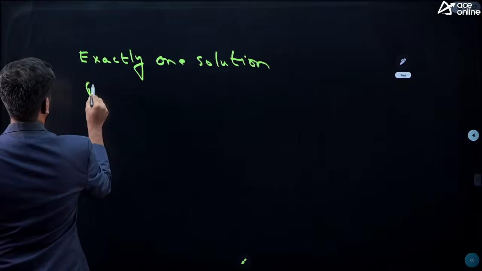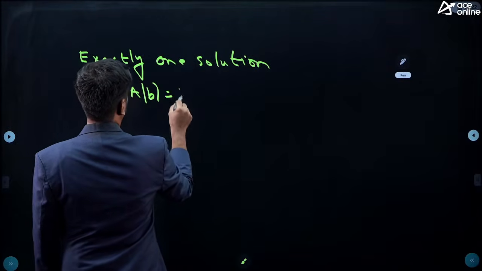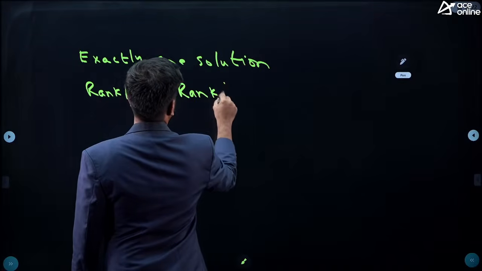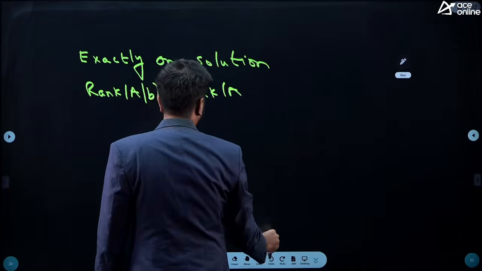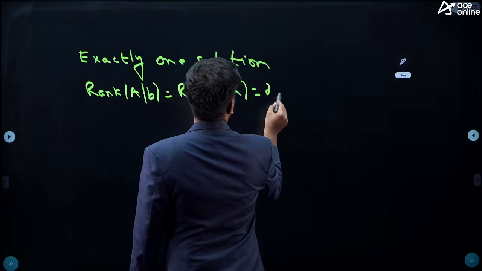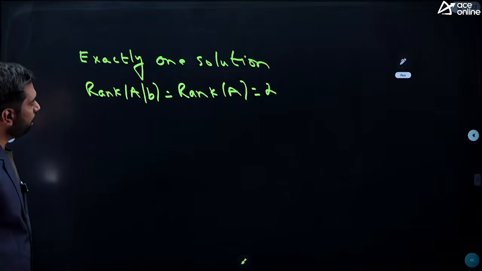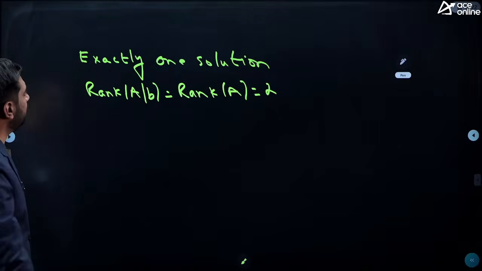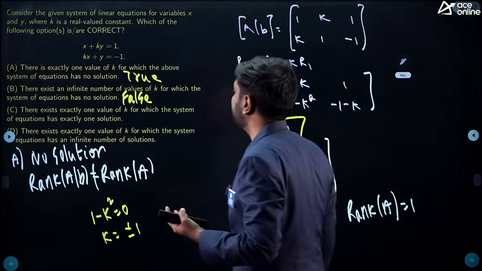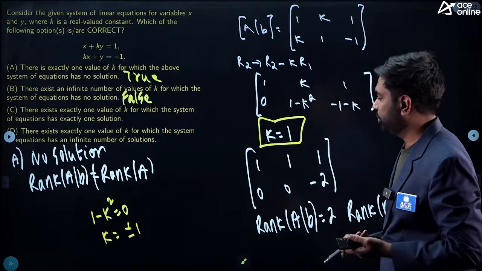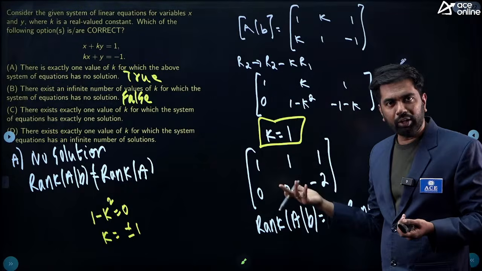This happens in the case of rank of AB equal to rank of A equal to number of variables. Here number of variables are 2. So we want rank of AB equal to rank of A equal to 2. That's when you will have exactly one solution. What he says? He says there exists exactly one value of k which can lead to exactly one solution. My requirement is rank of AB has to be equal to rank of A equal to 2.